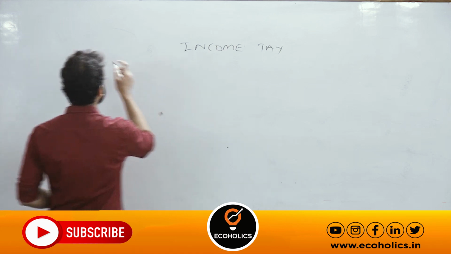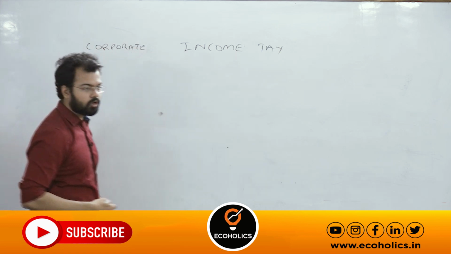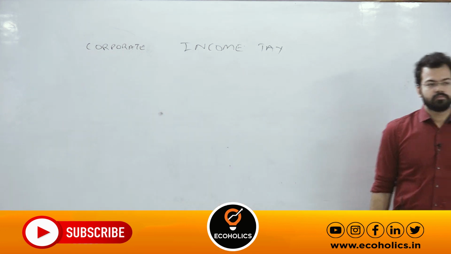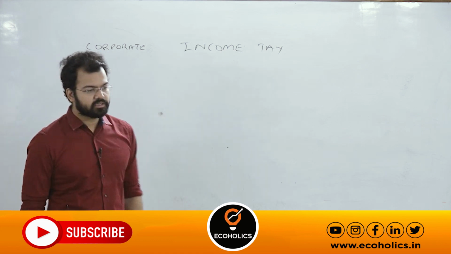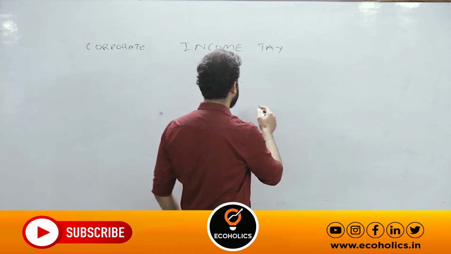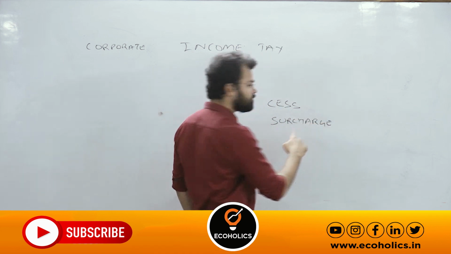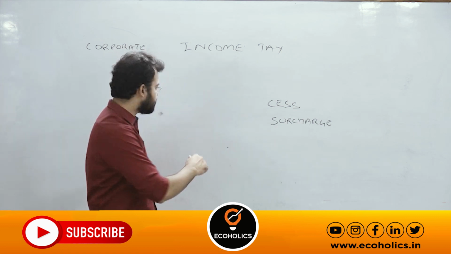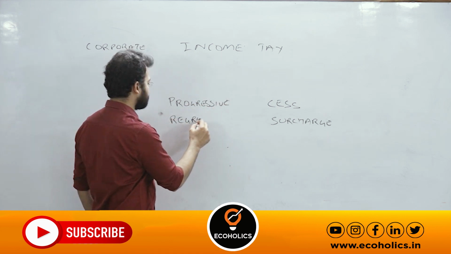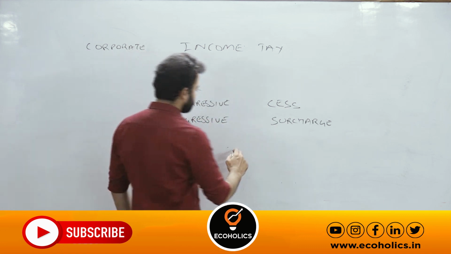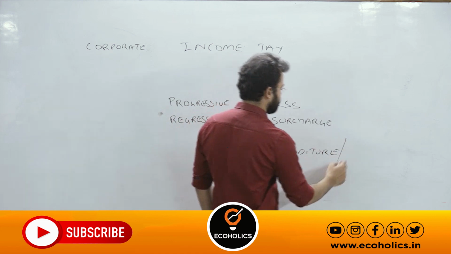Okay. Next one is your corporate income tax. Now before we come on to this, we have to understand a few terms, like what is cess, what is surcharge. I'll make you write after we discuss all the taxes, but we'll discuss cess, surcharge, progressive and regressive tax. Then there is also a term called tax expenditure or revenue foregone.